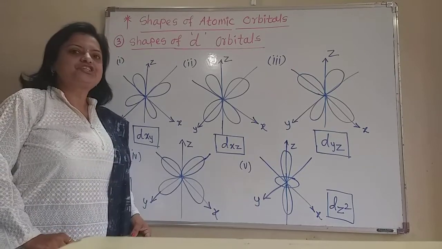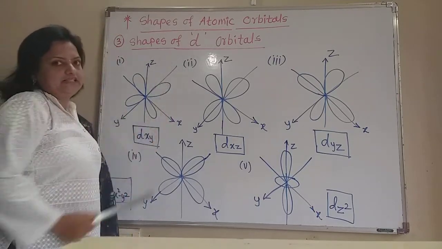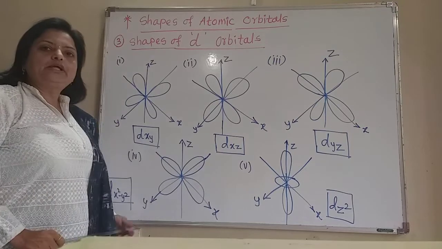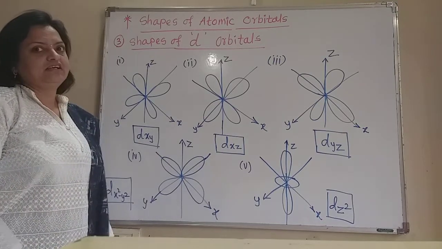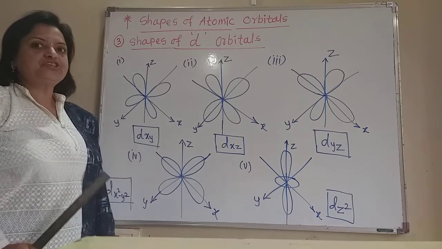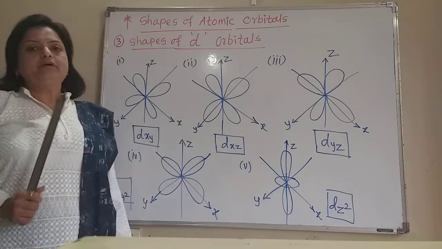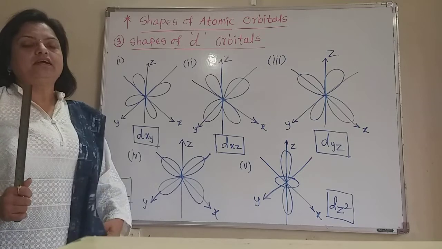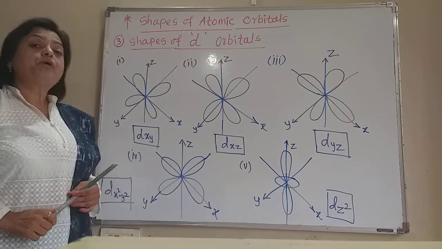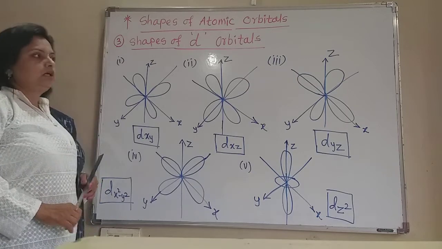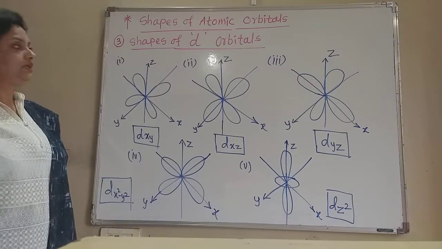Now see the shapes of d orbitals. There are totally 5 d orbitals in any subshell. In the main shell, there are the d subshells, and in d subshell there are 5 d orbitals. Now see the different shapes of the d orbitals.